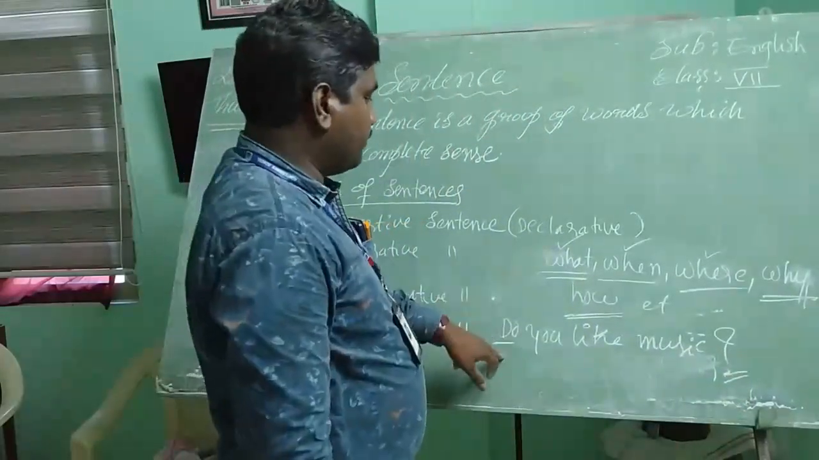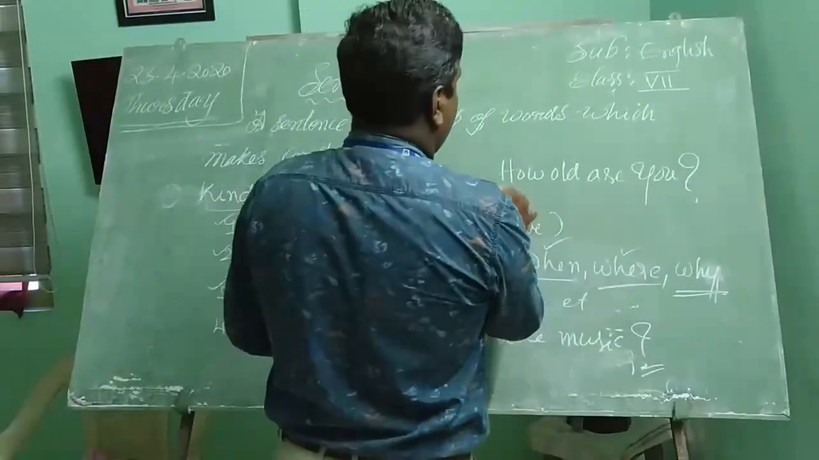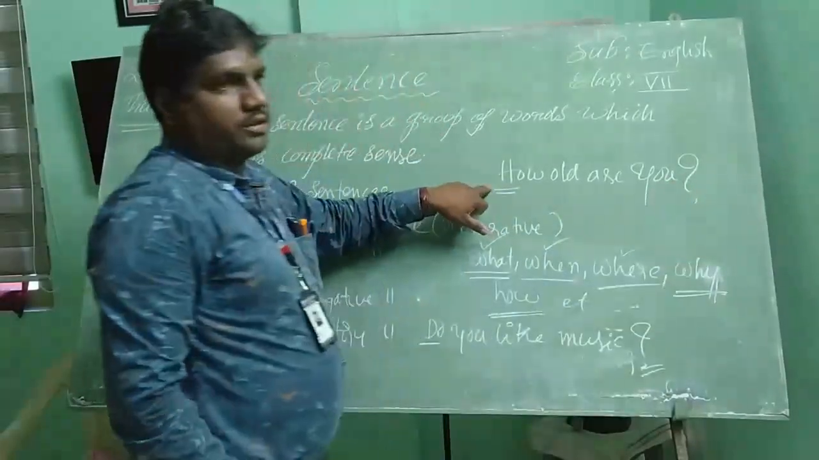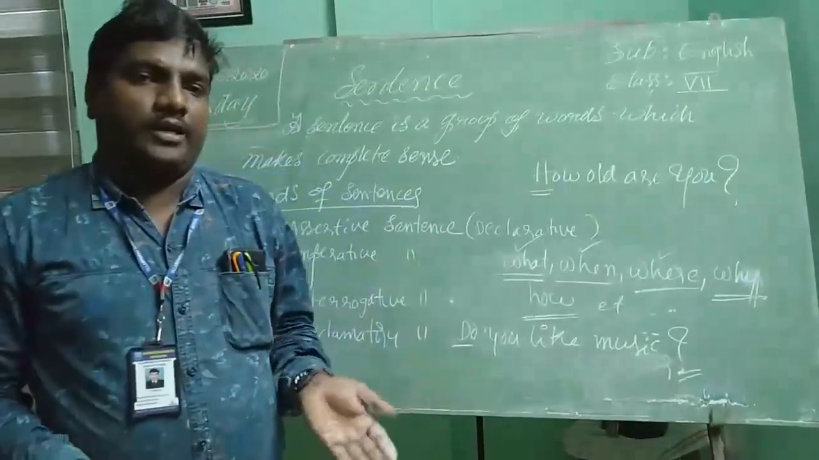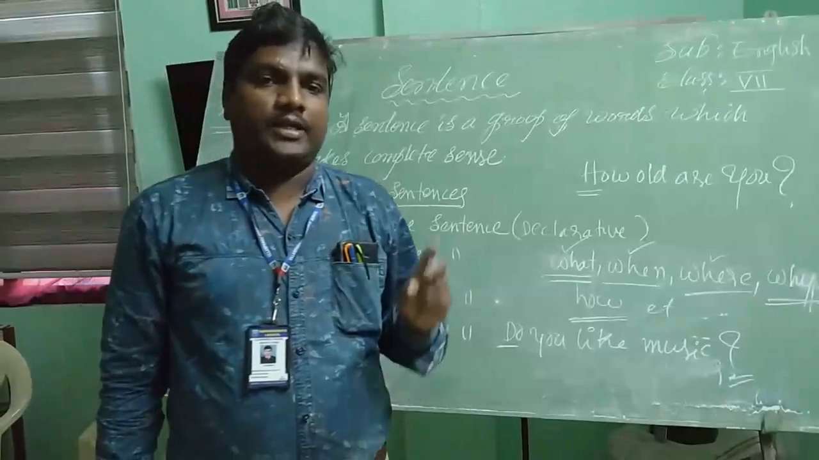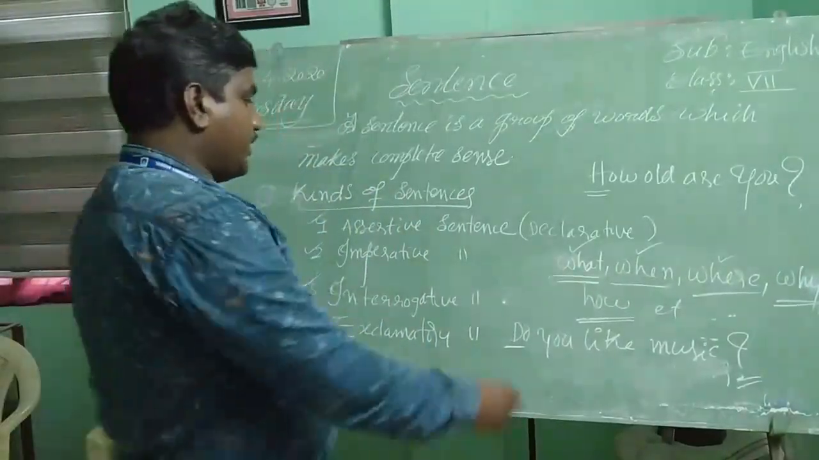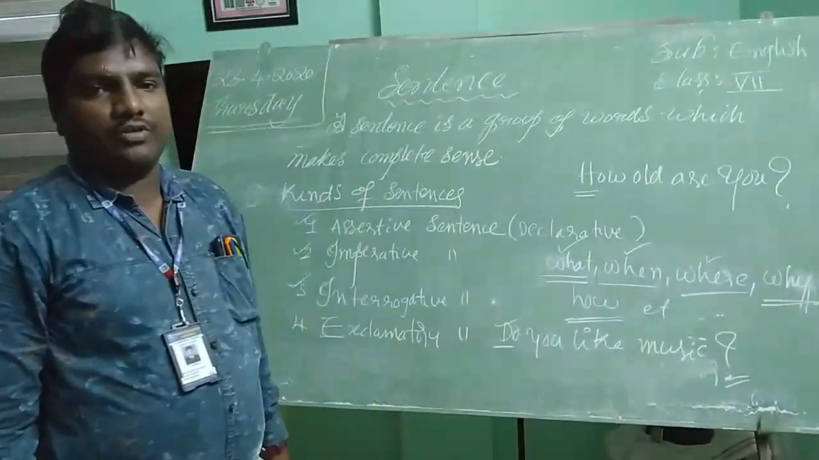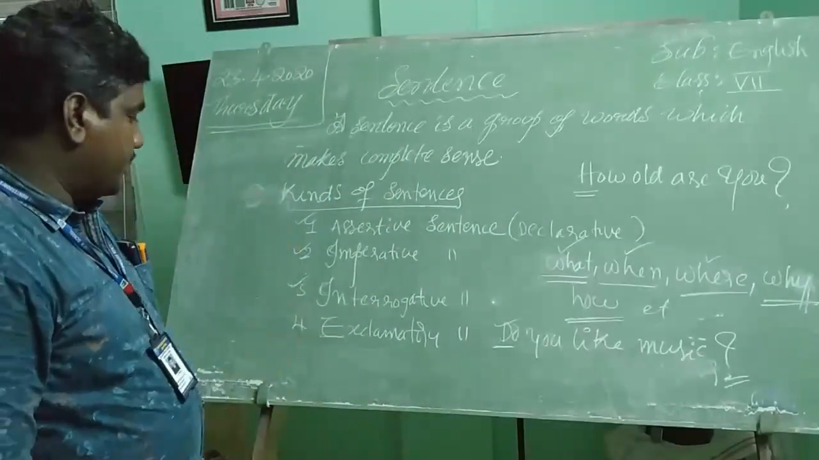Next, what is an example of a WH word question? How old are you? Here, how starts with a capital letter and the sentence ends with a question mark. In this way, an interrogative sentence starts with a capital letter and ends with a question mark. Second point, an interrogative sentence can be divided into two types: yes or no questions and WH word questions. Understand? This is about the interrogative sentence.